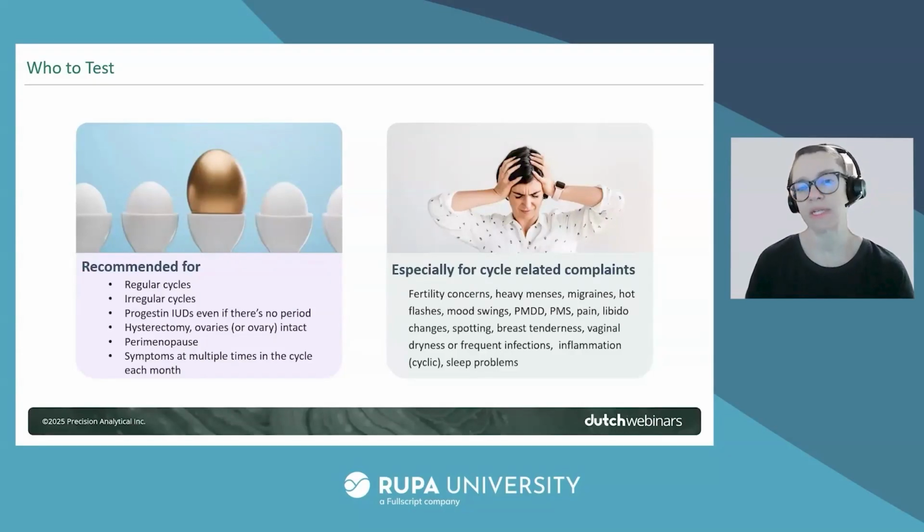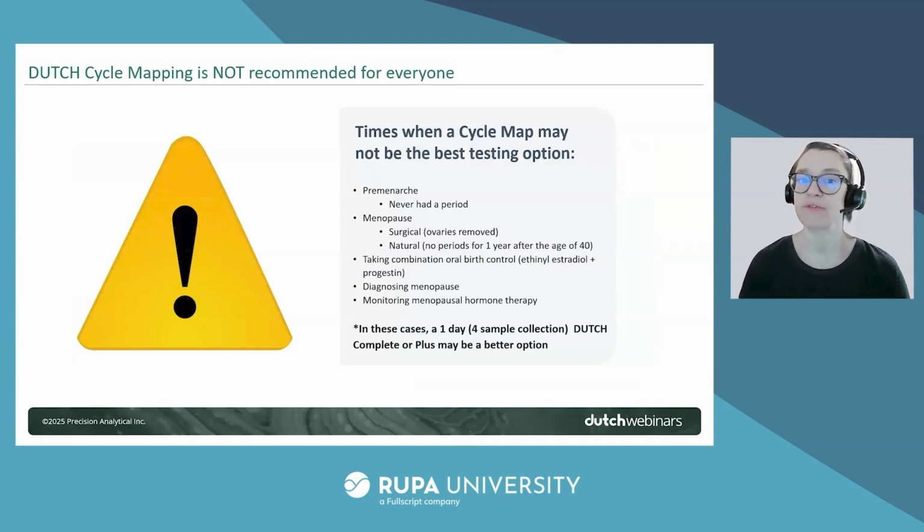Thinking about cycle related complaints, things like fertility concerns, heavy menses, migraines that are more like hormonal migraines, spotting, breast tenderness, PMS. All of those can be great reasons to run a Dutch cycle map. It is not a test that is recommended for everyone.